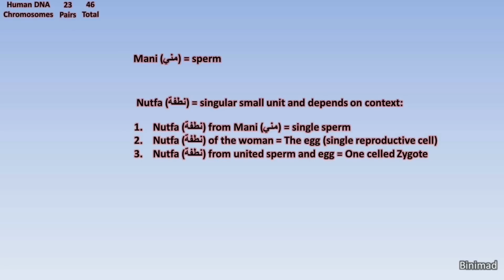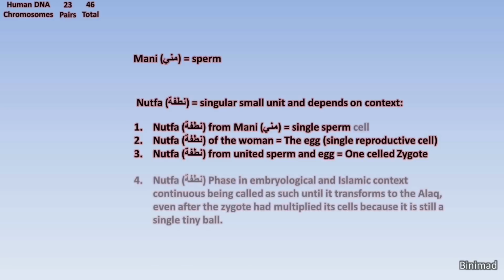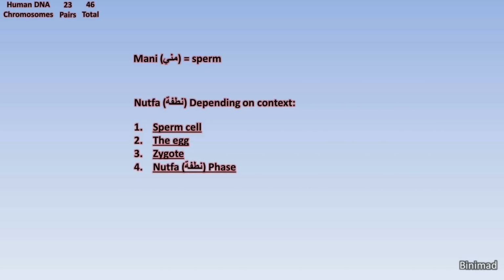But if not specified as being from sperm, it could be, depending on the context, a single sperm cell, or the egg, or the fertilized egg called the one-celled zygote, which is that first single cell that is a result of a sperm nutfa merging with a female nutfa. It's like the word particle in English. You need to specify what type of particle it is. I should also note that there's a nutfa phase, and the nutfa phase does continue even after the zygote starts multiplying until it reaches the alaq stage. Having highlighted this, now let's move on.